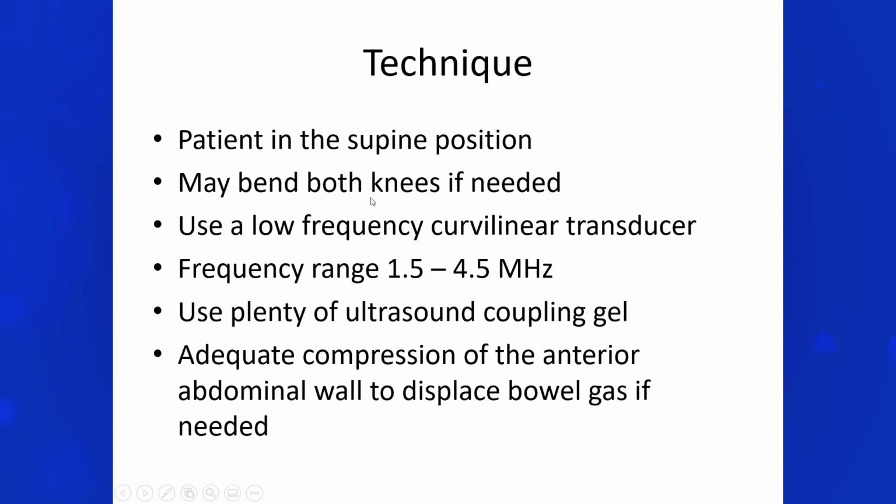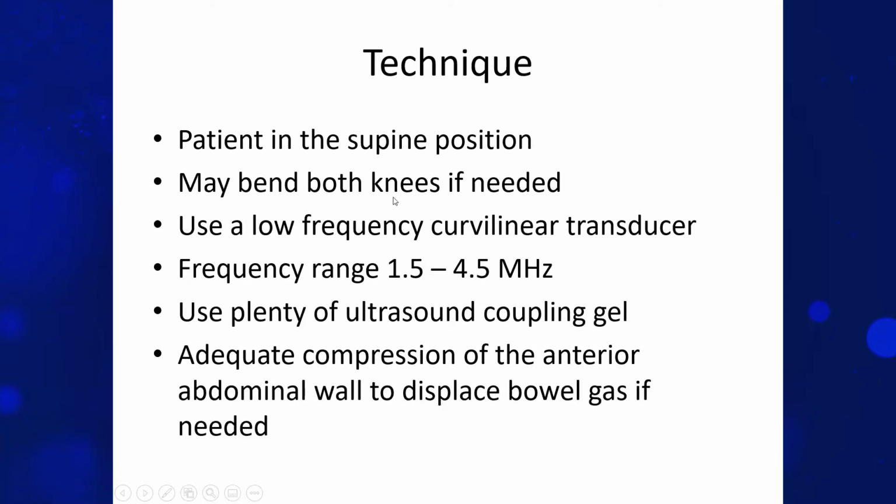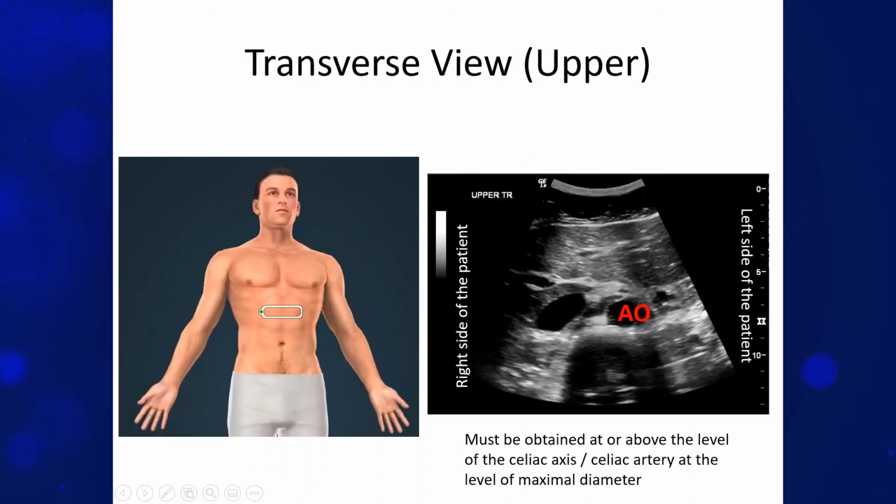Patient supine position, you can bend the knees, that will help relax the abdominal wall and be able to press down, and also you can compress and wash the bowel gas to move to the side to be able to get a nice clear view. So there are 6 views that are required at the minimum.